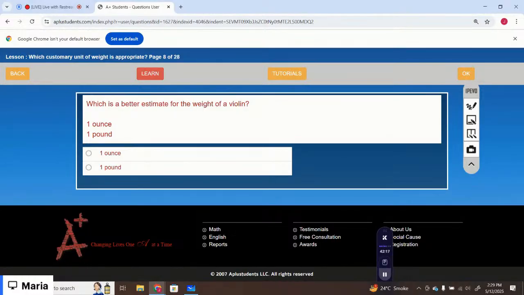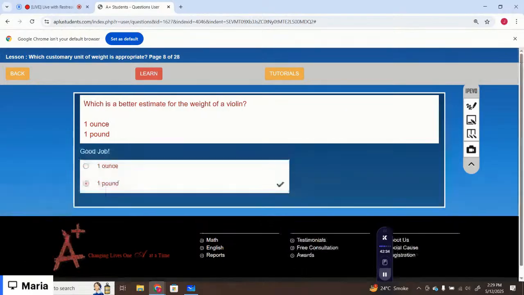Which is a better estimate for the weight of a violin? 1 pound, 1 ounce. That is a violin, so it would be 1 pound. Option number two is the correct option.